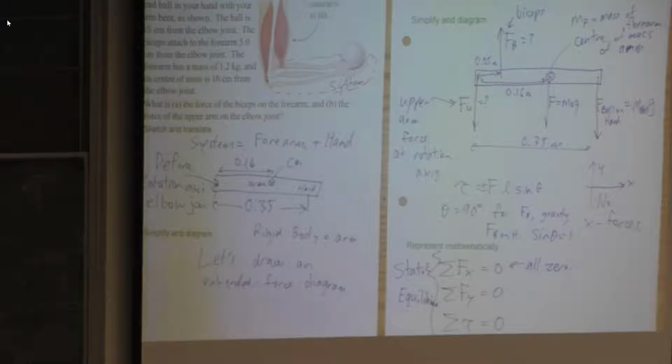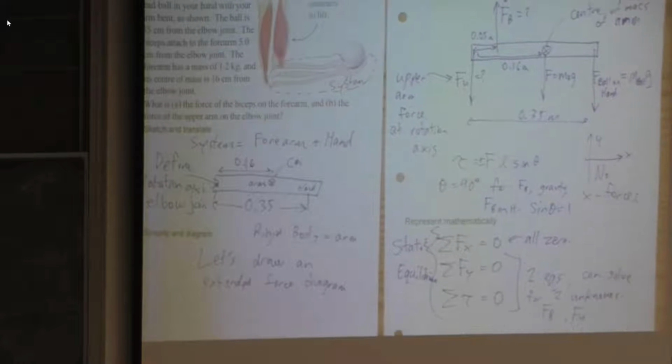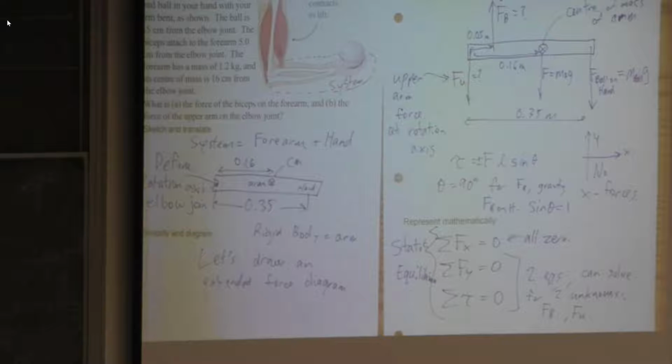We also know the whole arm is not allowed to accelerate up or down. So that means the y forces have to balance to 0, and we also know the arm's not rotating, and so that means the torques have to balance out to 0. So these are two equations that are useful. Two equations, so we can solve for two unknowns, and those are F sub B, the bicep force, and F sub U, this upper arm force. So that's my strategy. So next step is to solve and evaluate.